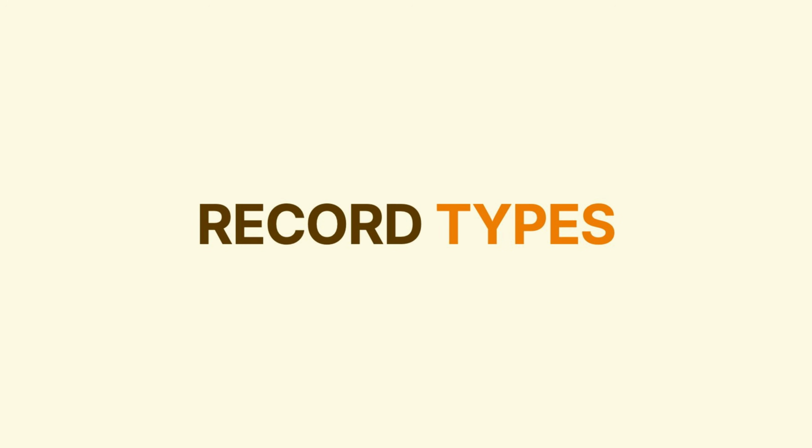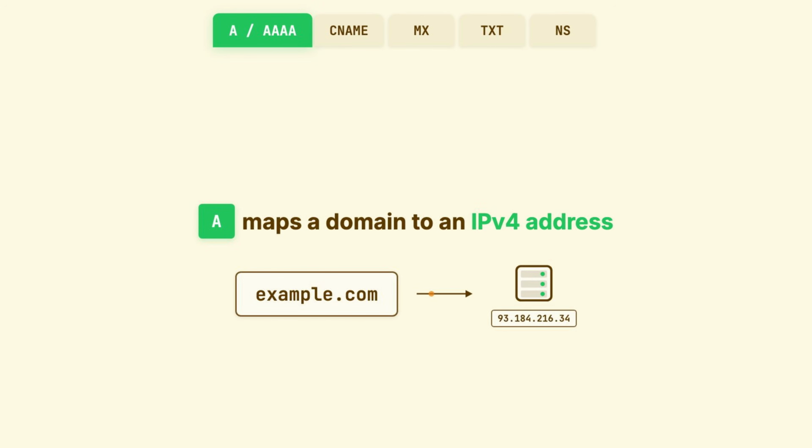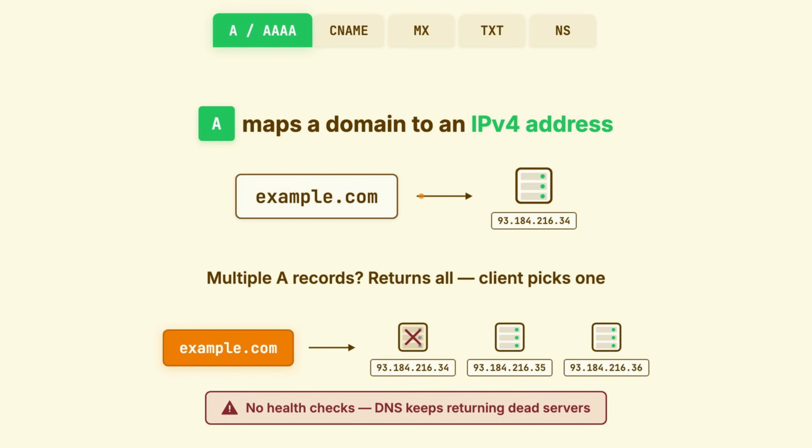DNS returns different types of data. Here are the 5 you'll actually run into. A record maps a domain to an IPv4 address, the basic one. Quad A is the same for IPv6. You can have multiple A records for the same domain, returns all of them, client picks one. Simple load distribution, but with a limitation. DNS has no health checks. If a server dies, DNS keeps returning it.